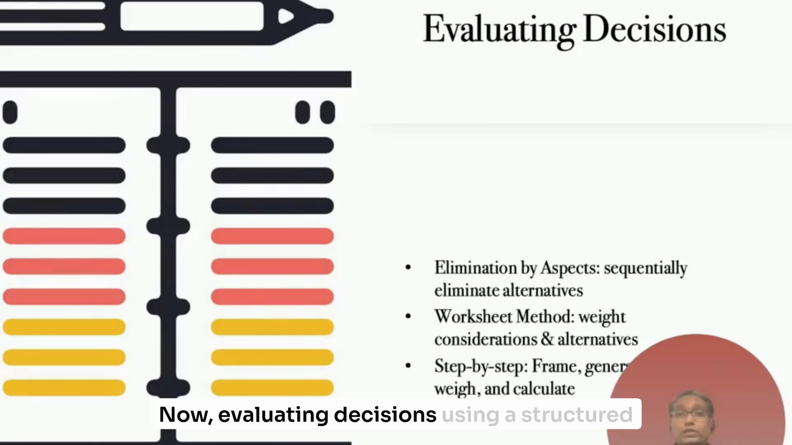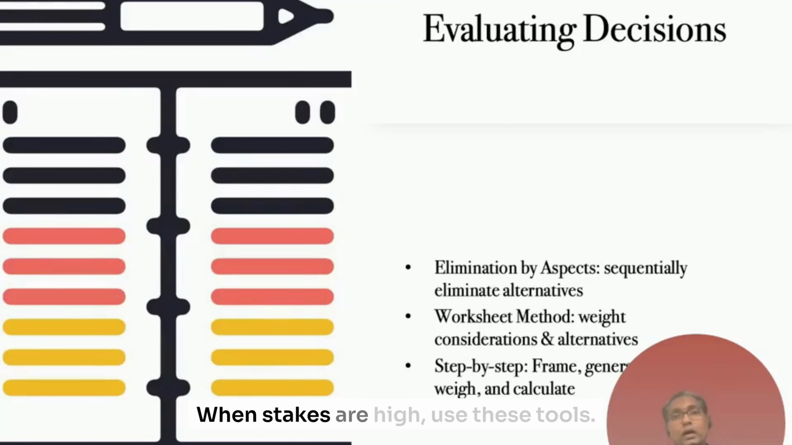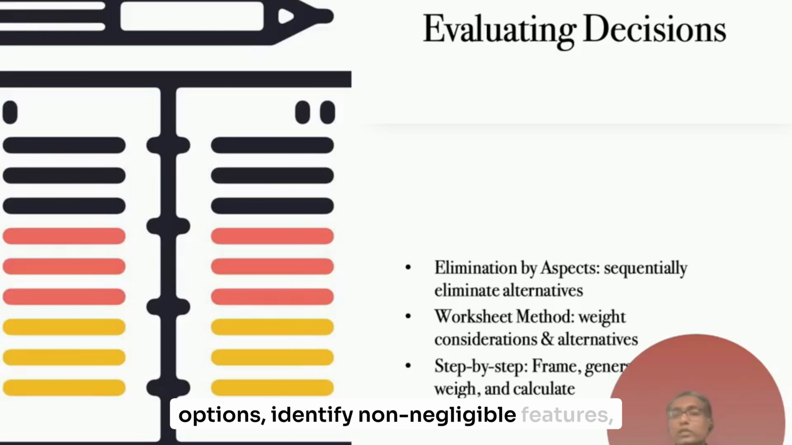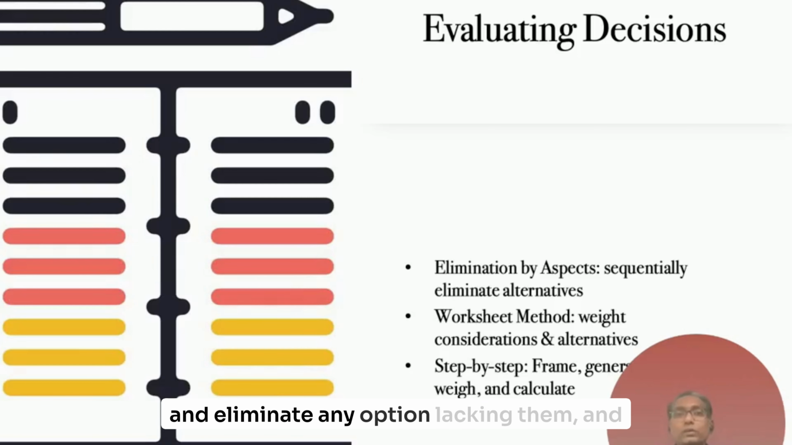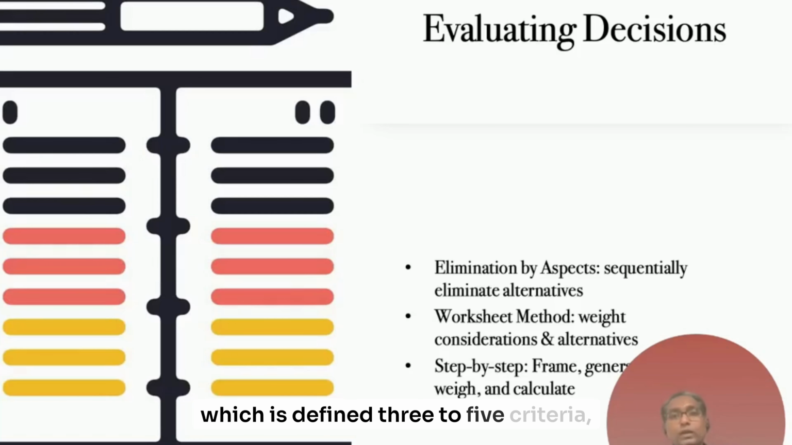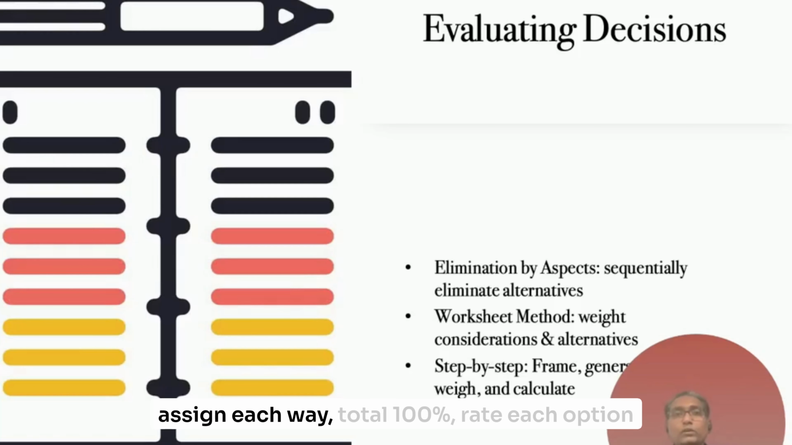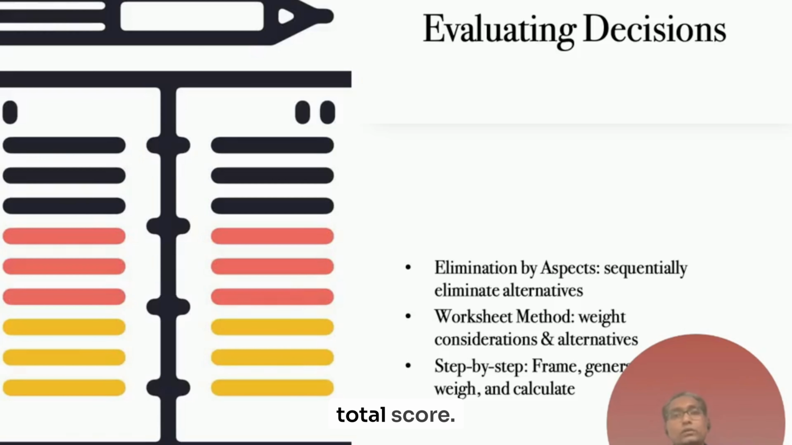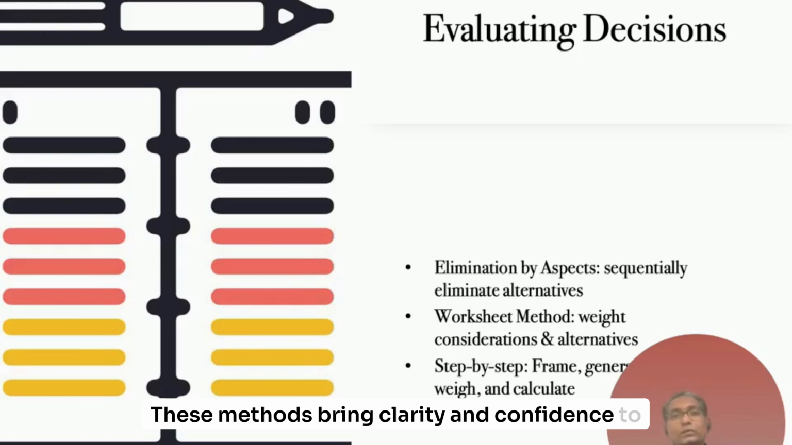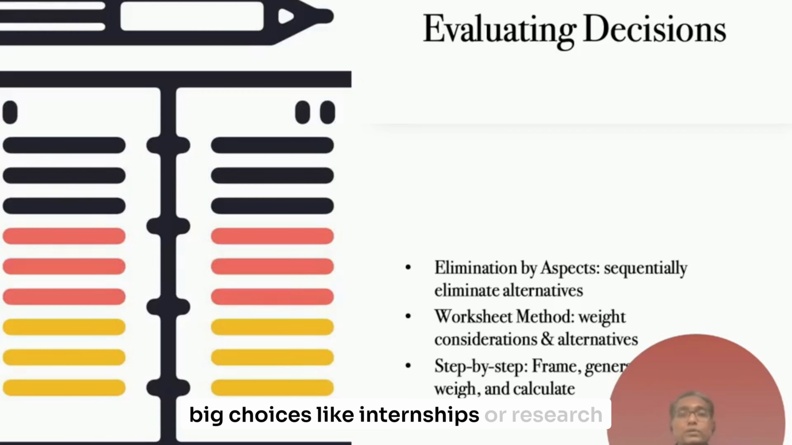Now, evaluating decisions using a structured tool. When stakes are high, use these tools. For instance, you can use elimination by aspects, which is to list all options, identify non-negotiable features, eliminate any option lacking them, and repeat with the next priority feature until one remains. Then there is a weighted scoring worksheet, where you define 3 to 5 criteria, for example, time investment, learning value. Assign each a weight, totaling 100%, rate each option 1 through 10, multiply and sum to get a total score. These methods bring clarity and confidence to big choices like internships or research topics.